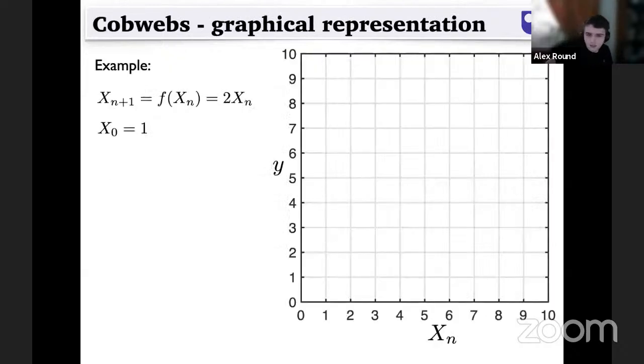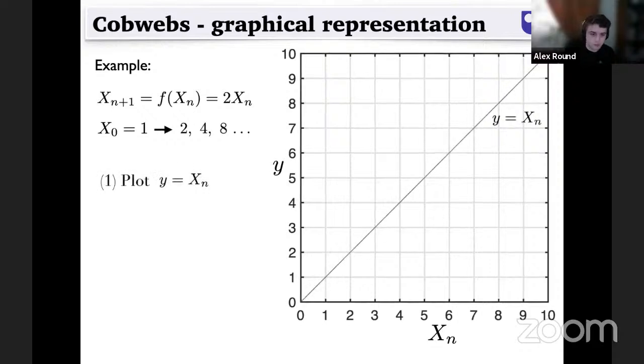If we go into the next slide, thank you. And so we first identify our function, which we have at the top here. We have x_{n+1} = 2x_n. And I'm going to, in this stage, call it y = 2x_n as the equation. So first of all, how to construct this cobweb plot, we draw y = x_n. So that's just the y = x line. And here we see it in black. And I'm going to call that the baseline.